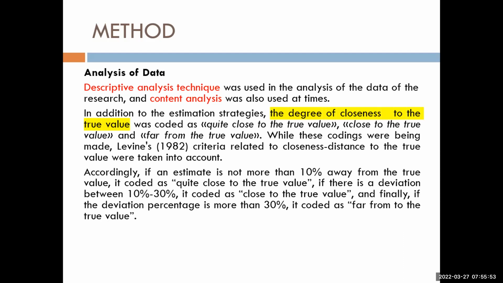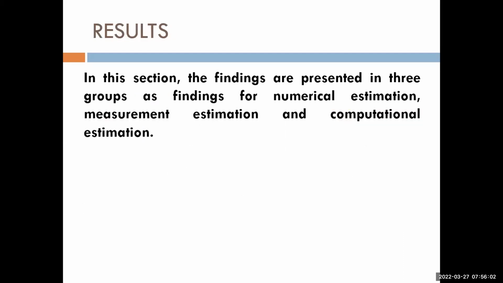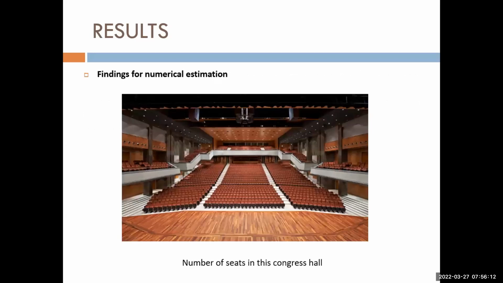While these codings were being made, Levin's criteria related to closeness distance to the true value were taken into account. In this section, the findings are presented in 3 groups as findings for numerical estimation, measurement estimation, and computational estimation. Okay, findings for numerical estimation.